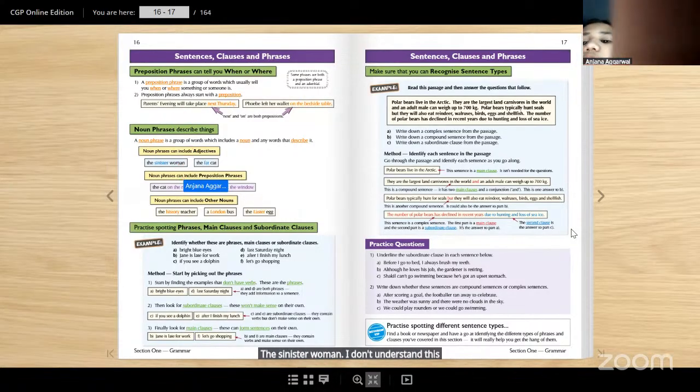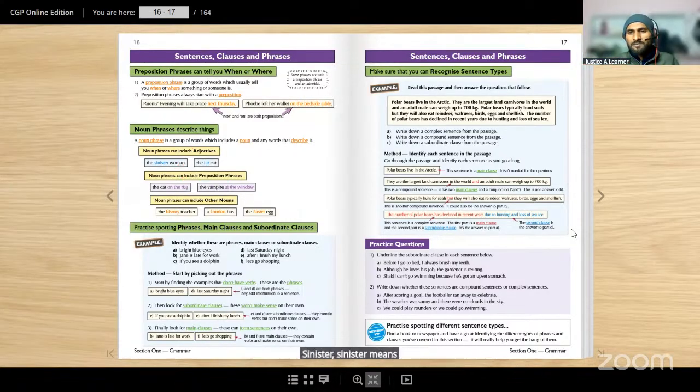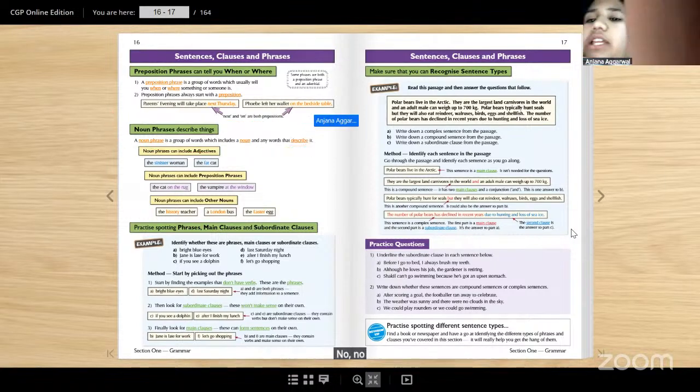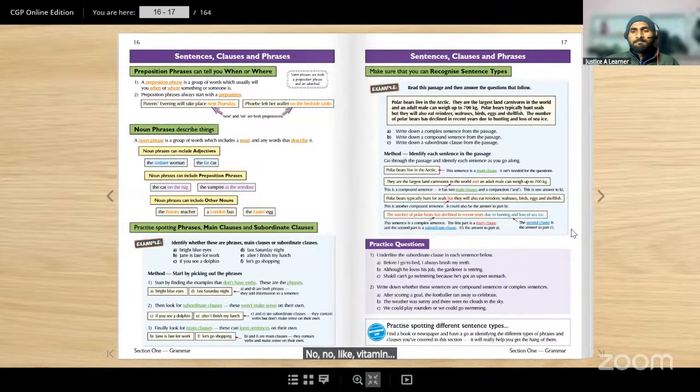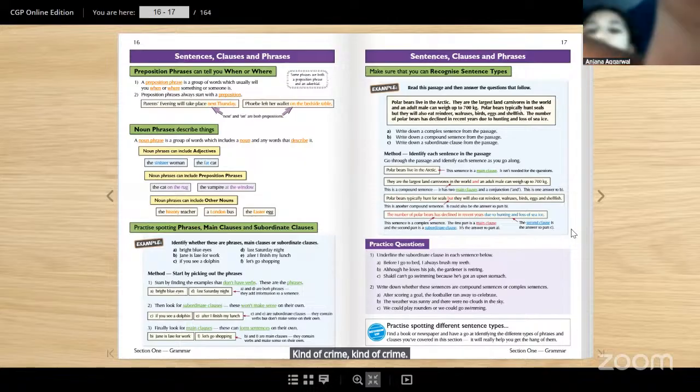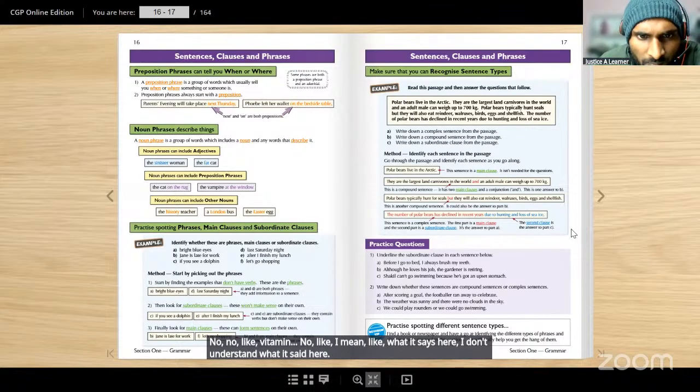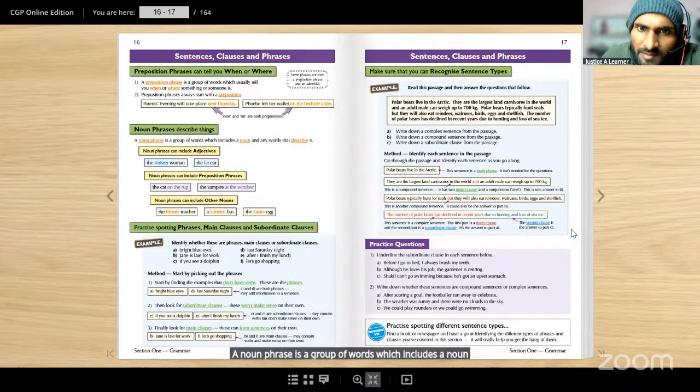The sinister woman. Sinister means like someone who does sin. Sin, you understand? No, like what it meant here. I don't understand what it said here: a noun phrase is a group of words which includes a noun and any words that describe.